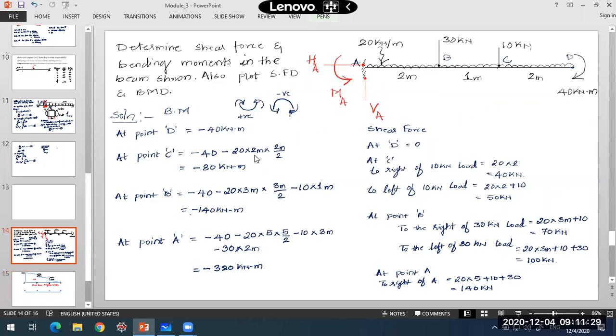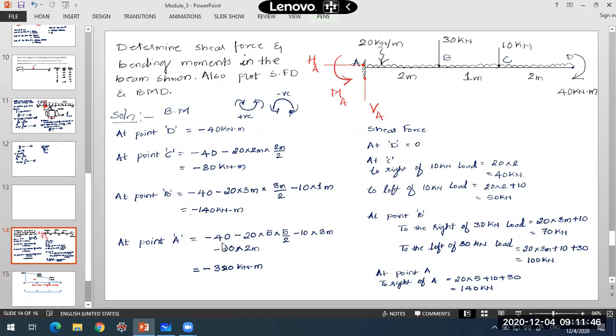For that, I require these values of bending moment. At point D, it is minus 40 kilonewton meter. We have done this calculation. So at point D, minus 40, point C, minus 80, B, it is minus 140, and at A, minus 380.